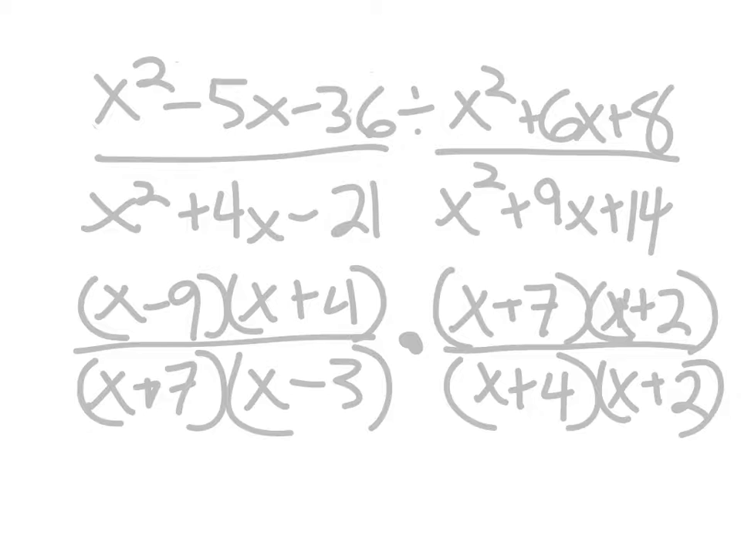Now, what they didn't do correctly was what happened here. You can't just cancel the x's, these two x's, because it would have to be the whole expression, because it both has the 2 and the x.